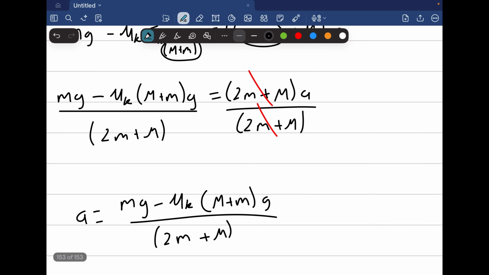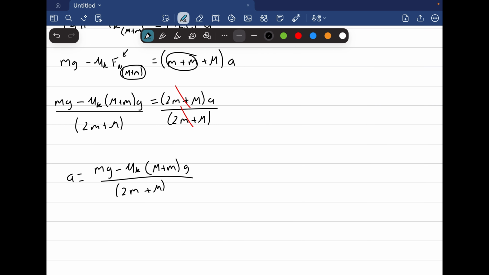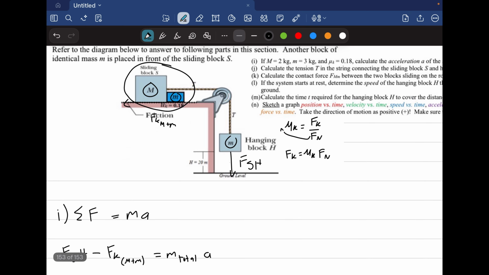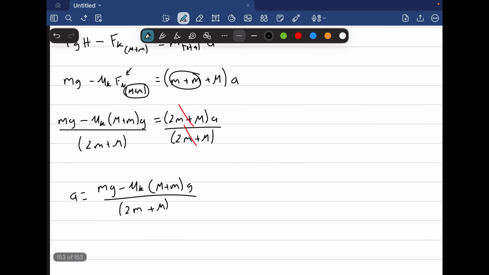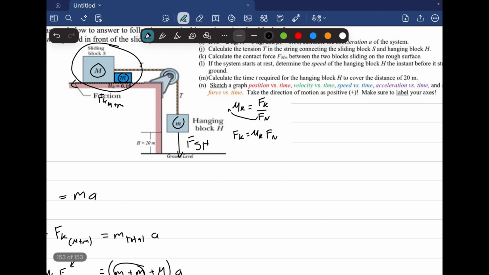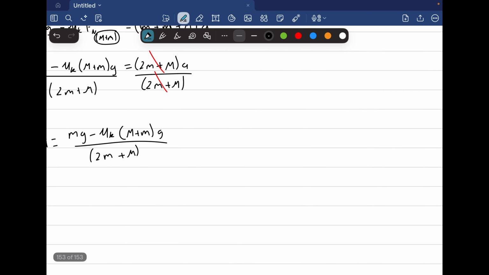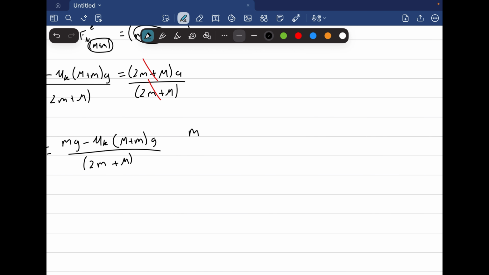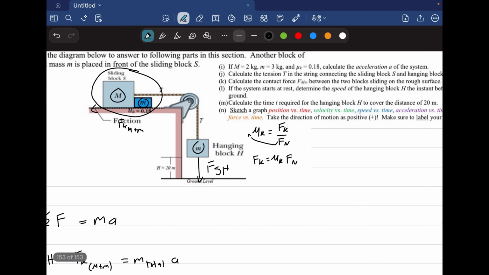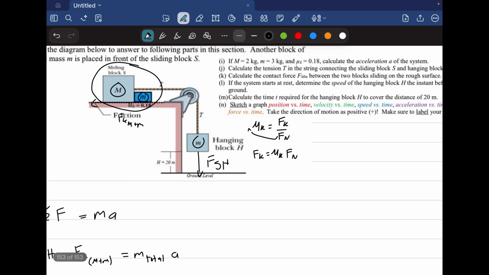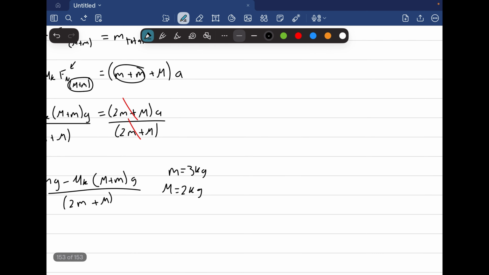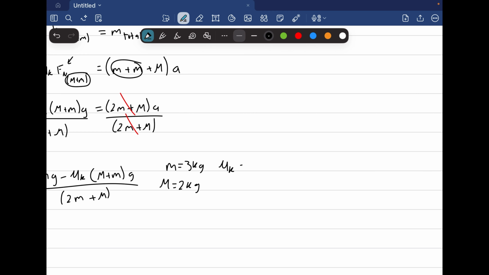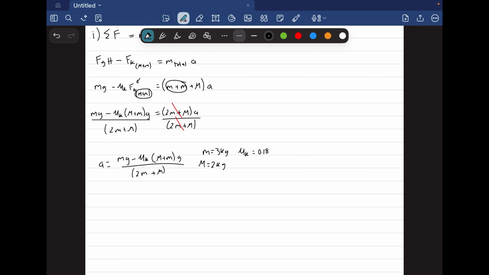So now we can plug in the values to find acceleration. Okay, so let me rewrite it down here. Lowercase m is 3 kilograms, capital M is 2 kilograms, and then mu k is 0.18. Right, so plug it in.